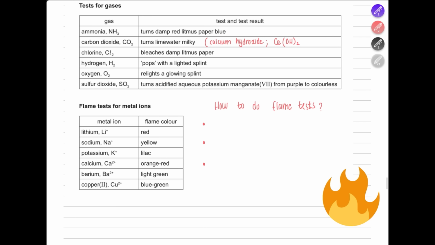For a flame test, these are your metal ions, the cations, and these are the flame colors. There was a question in the exam which said, how can you do a flame test? You need a blue Bunsen burner flame. The blue flame is non-luminous. Next, dip your unreactive metal wire into the substance and then expose this metal wire to the flame. I have made a video about this. You can check it in the description. If it was orange red, it means that calcium ions were present.